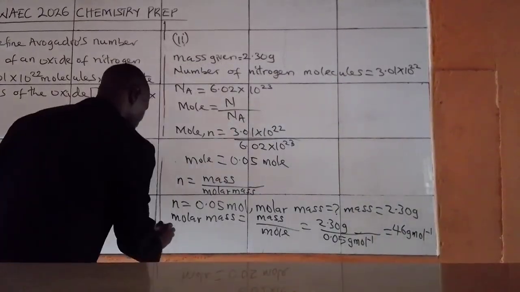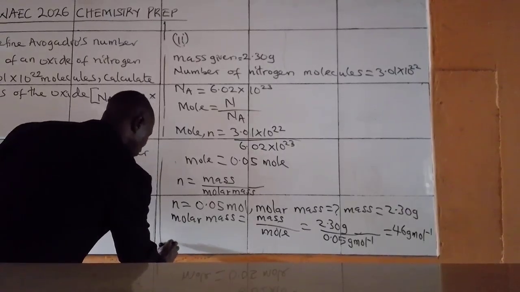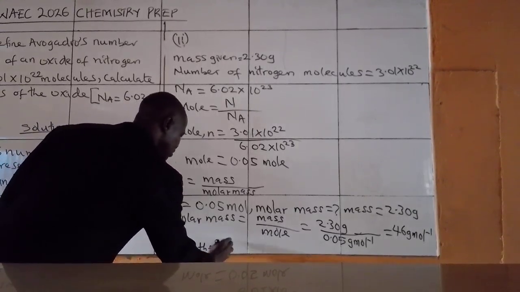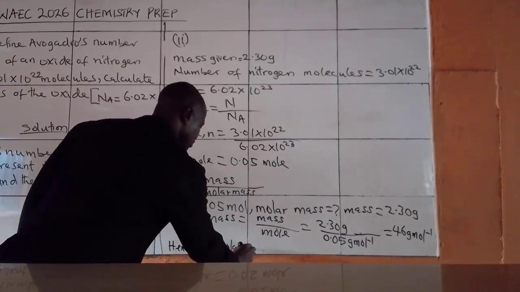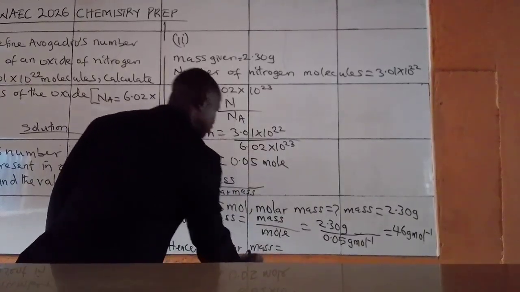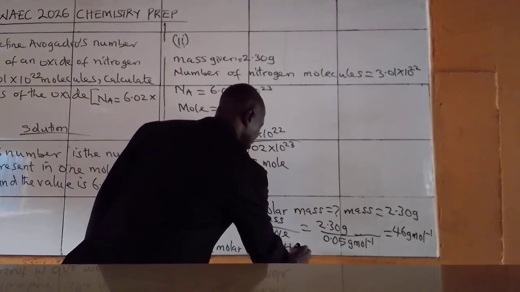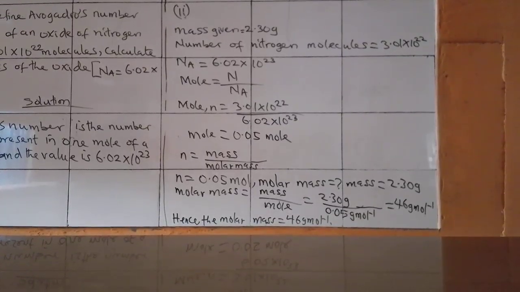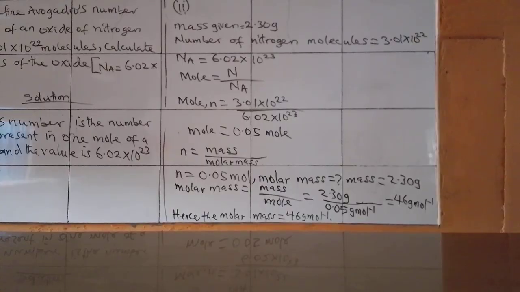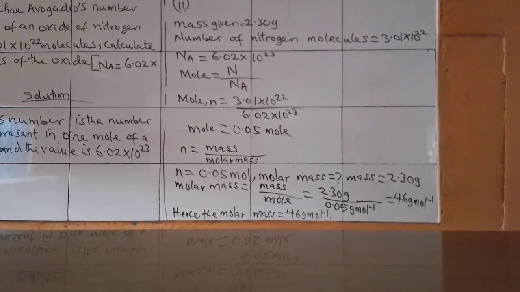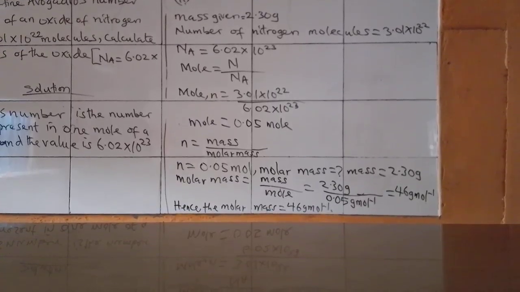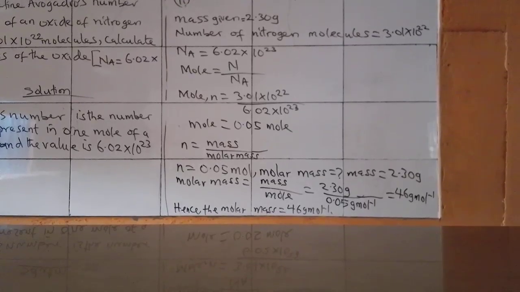So, hence, the molar mass is equal to 46 gram per mole. You can see that mole is equal to 3.01 times 10 raised to the power 22 divided by 6.02 times 10 raised to the power 23, and the mole is equal to 0.05 mole.